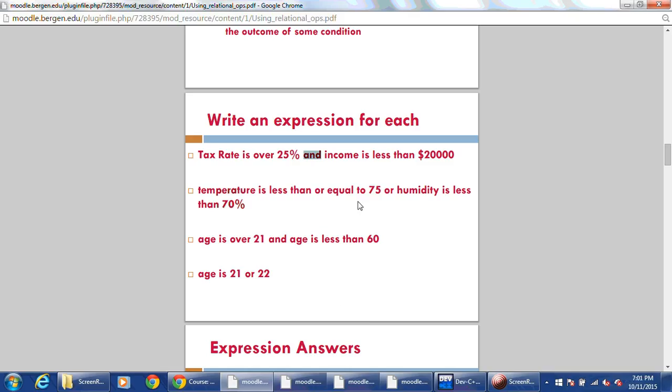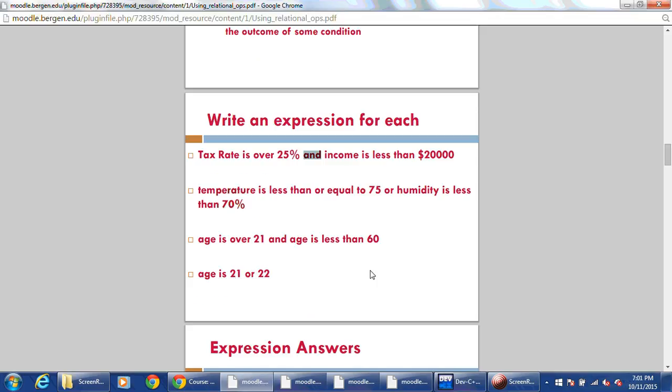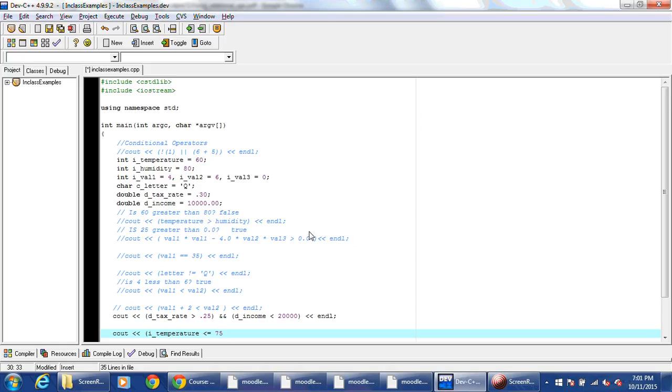Temperature is less than or equal to 75. So you'd have something like temperature is less than or equal to 75, or humidity is less than 70%. What's the sign for or? The logical operator, or. Humidity is less than 70%. 70% is represented by 0.70. So that would be the expression.